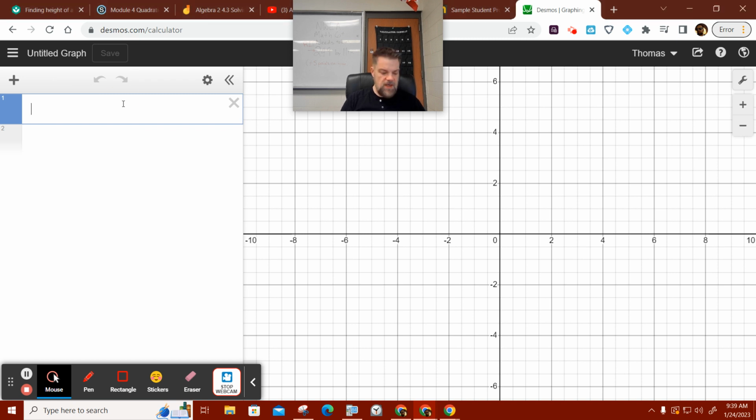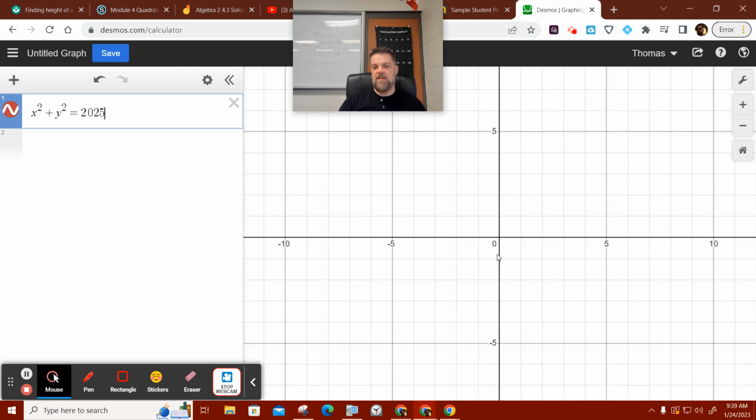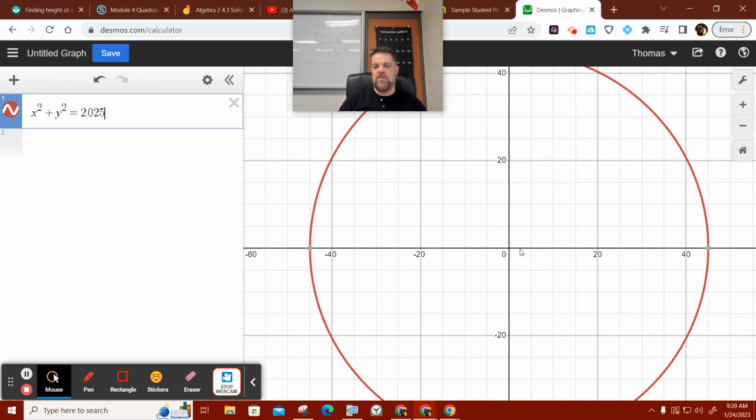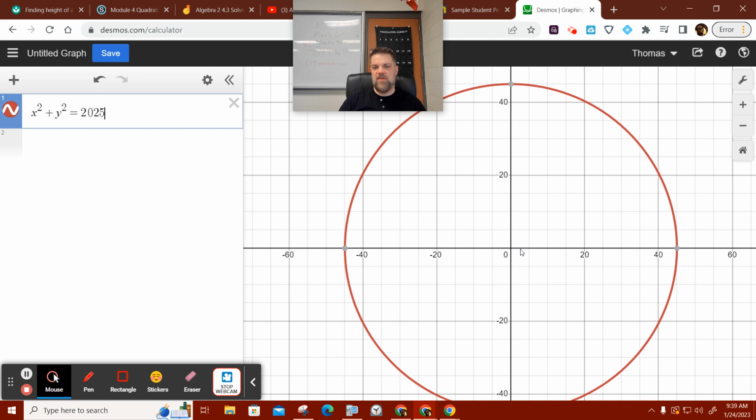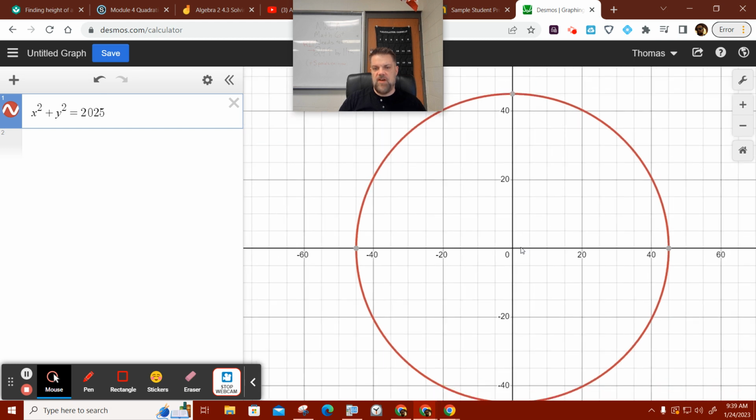All right. The first equation was x squared plus y squared equals 2025. Now that's a big circle. So whatever the square root of 2025 is, it must be 35. Or is it 50? No, it can't be 50. What is this point? 45.